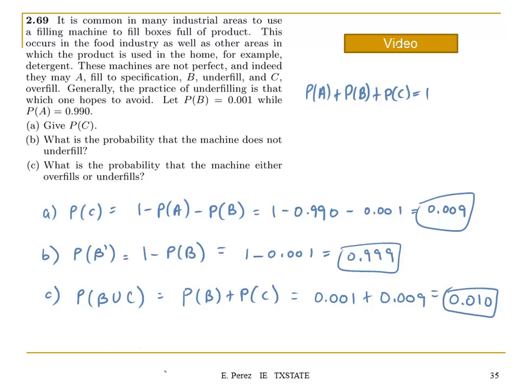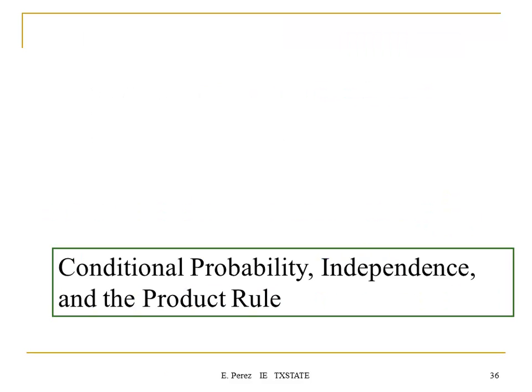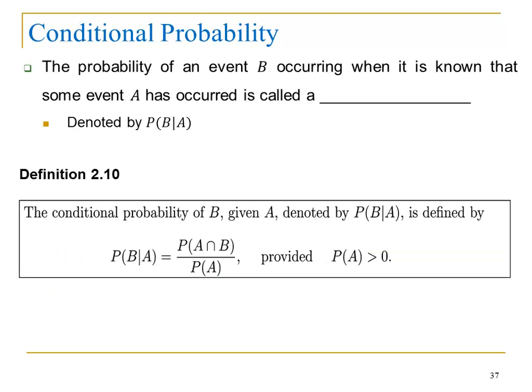So today we're going to start with a new topic, which is called conditional probability. Okay? The independence and the product rule. But more important is the conditional probability. So the probability of an event B, let's call it B, occurring when it is known that some other event A has occurred, is called a conditional probability. So now we are looking at conditions.